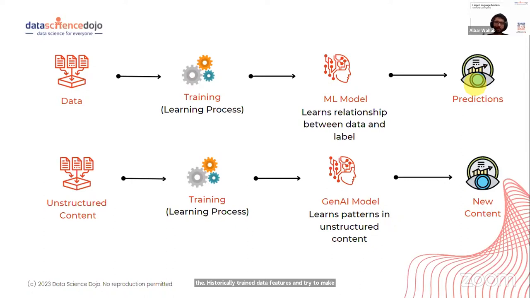In comparison, with generative AI, you're just putting in a lot of unstructured content. You're putting in either a lot of images or a lot of text, and then you're training it on that. Once the model learns the patterns in that unstructured content, it can use that to generate some new images or new text documents and so on.